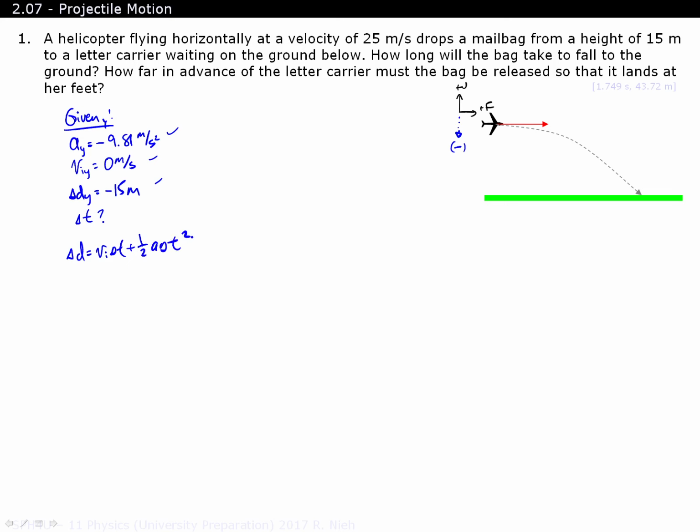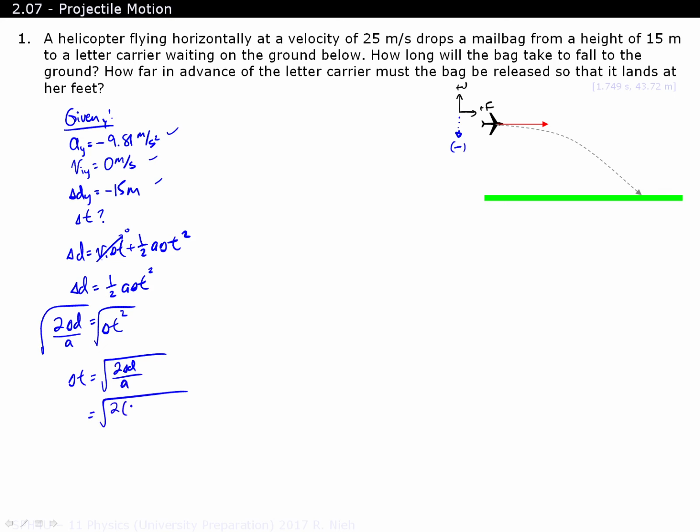It may seem intimidating at first, but luckily Vi, since it's 0, that whole term disappears. So we're down to something a lot cleaner, like this. And as we're isolating for time, we first need to multiply both sides by 2. So we have 2 delta d, divide both sides by a. And lastly, since t is squared, we need to square root both sides. Thus, time is equal to the root of 2 delta d over a.